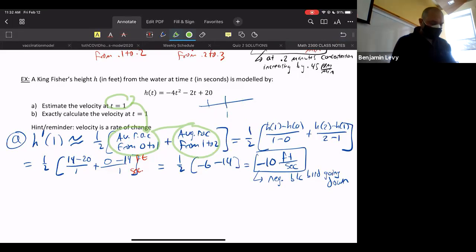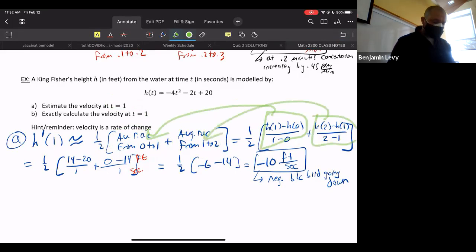And so then the first one is just this average rate of change, and this one is just that average rate of change. And then we just plug the numbers into the formula to get these numbers. So like 14, for example, was h of 1, and 20 was h of 0, etc. Does that clarify a little for you? Is that the sort of thing you're hoping for?